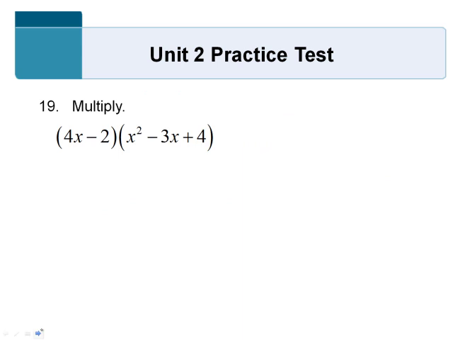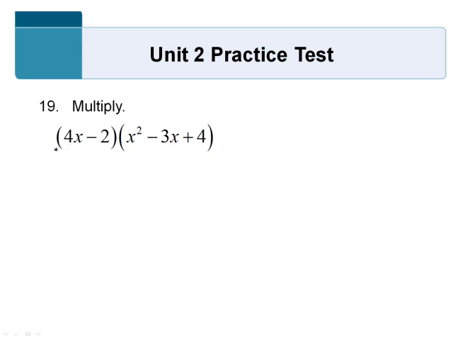Number 19, you will only have one really long multiplication problem like this on the test. And it's not a really hard problem. It's not real difficult. It's just long and easy to get lost. So what you're doing is you're going to take the 4x times every single term in the second parentheses. And then you're going to do the same thing with the negative 2. So you're just distributing. It's just a long problem.